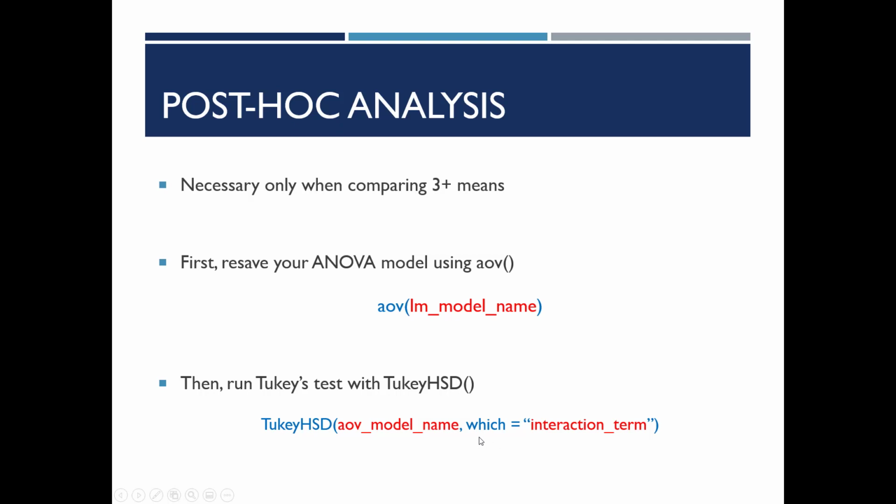Then indicate which means you want to have compared. In this case, you can just put down which equals, and then in quotation marks the interaction term. It would look like your factor A colon factor B. You'll see an example of that in RStudio.